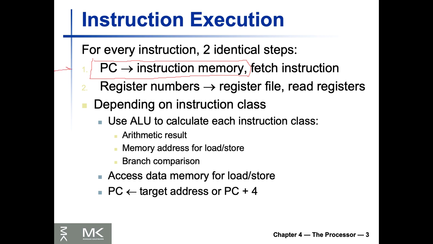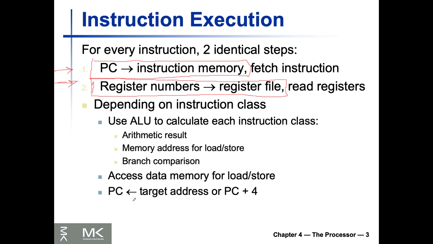Second, read one or two registers, depending on the instruction, using fields of the instruction that we just fetched. For instance, for load instructions, we need to read only one register because we're loading. For other cases, we need two. In general, most other instructions require two registers. So after we fetch the instruction, we need to read from those registers. These are two identical steps in every instruction execution.